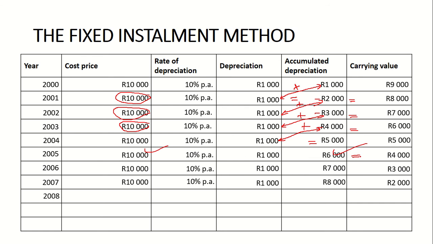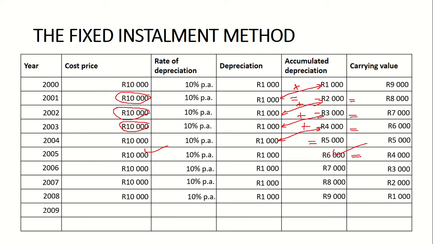For 2008, my cost price will still be 10,000. I will take that and multiply it by 10%. It'll give me 1,000 rand. 1,000 plus 8,000 will give me 9,000. That is for me to calculate my accumulated depreciation. And 10,000 minus 9,000 will simply give me 1,000 rand.